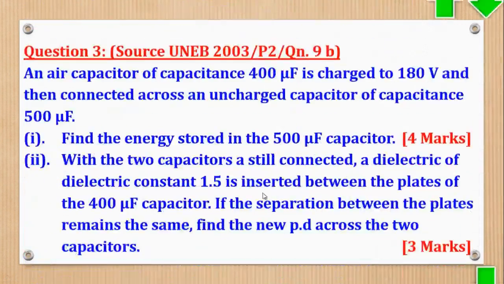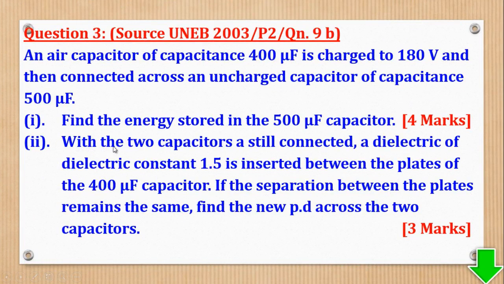What about Roman 2? Roman 2 says, with the two capacitors still connected, a dielectric of dielectric constant 1.5 is inserted between the plates of the 400 microfarad capacitor. If the separation between the plates remains the same, find the new PD across the capacitors.